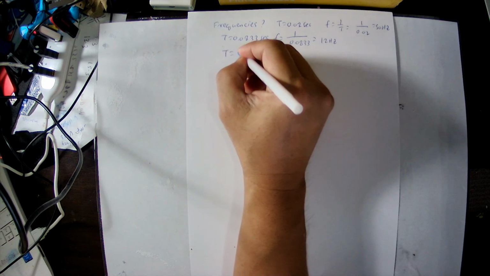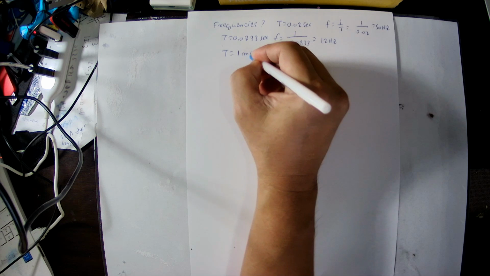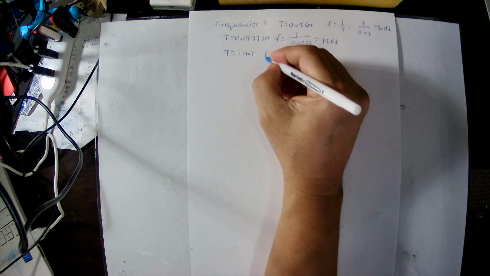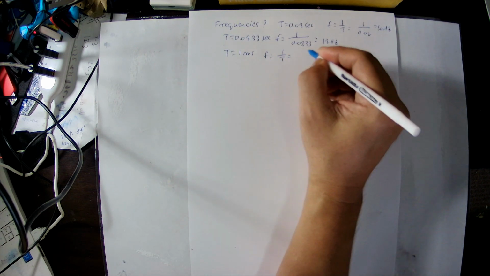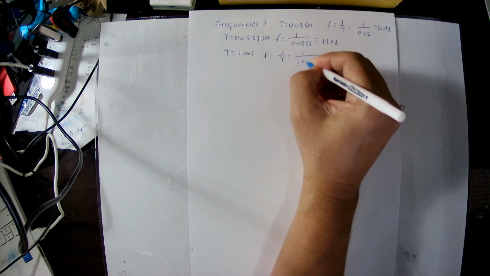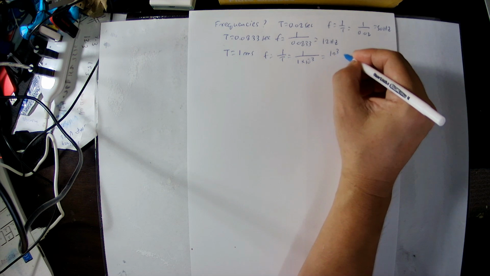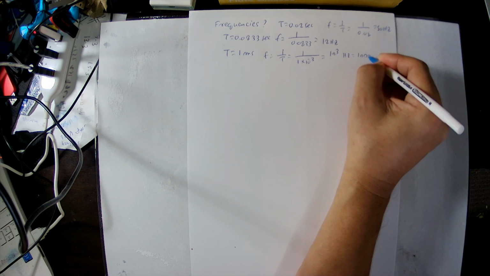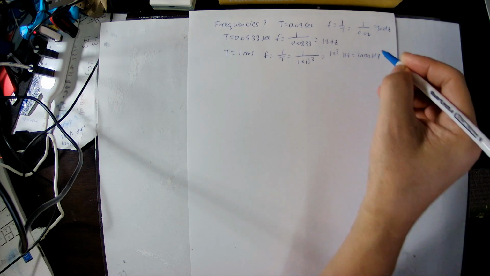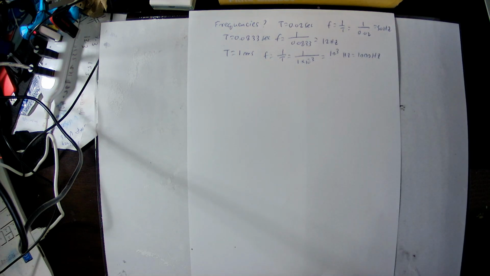Also, the time is 1 millisecond. So the frequency can be calculated: f equals 1 by T. 1 millisecond is 10 power minus 3, so that will be 10 power 3 hertz, or 1000 hertz. So this is the way that we calculate the frequency.